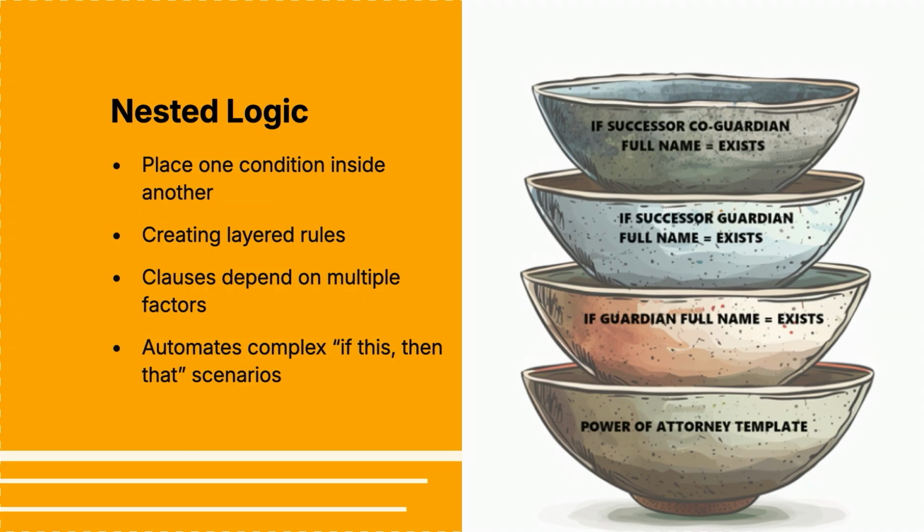So next is nested logic. Place one condition inside another, creating a layered rule situation. Clauses are dependent on multiple factors, and this automates complex if-this-then-that scenarios. Why do we do this in terms of POAs, as you can see with this one? Why do we want to do this? If one condition doesn't exist, then it will move on to the next condition.